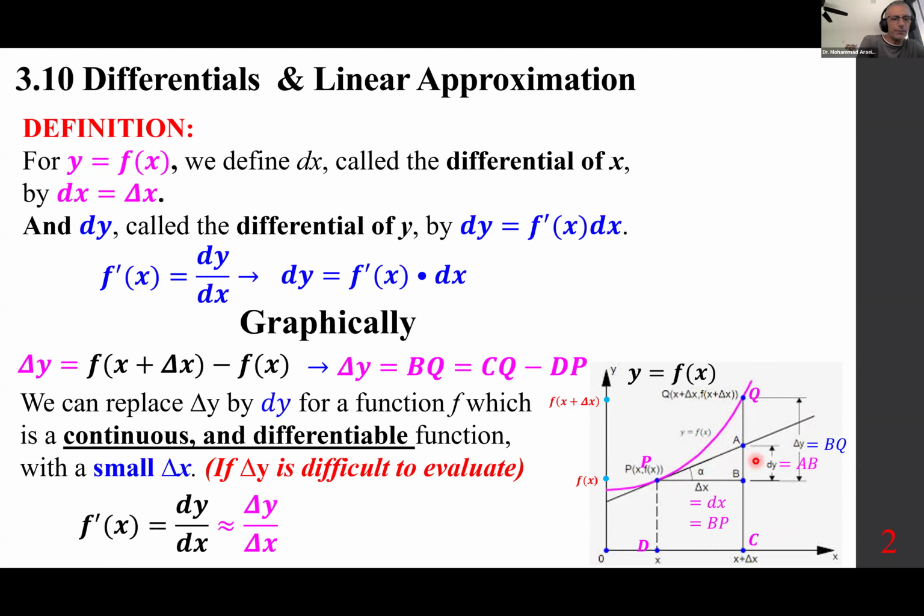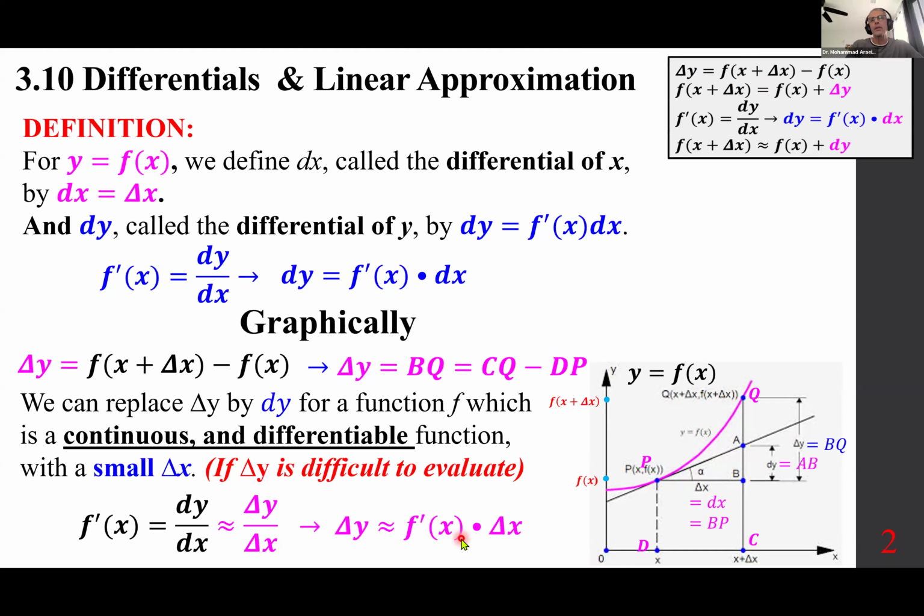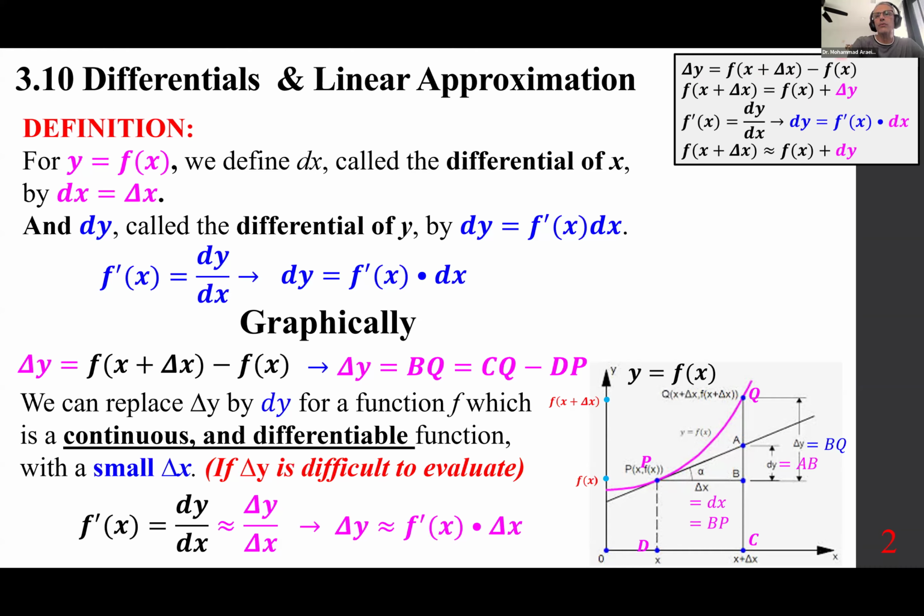Therefore, f prime of x, which is dy/dx, is almost delta y/delta x, and therefore delta y is f prime of x times delta x. Now, delta y, as mentioned, is f of x plus delta x minus f of x. If we move things around, we take minus f of x to the other side, where it becomes positive. Then f of x plus delta x is precisely f of x plus delta y. f prime of x is dy/dx, meaning dy is f prime of x dx. And now this delta y can be replaced by dy, which gives us an approximation.